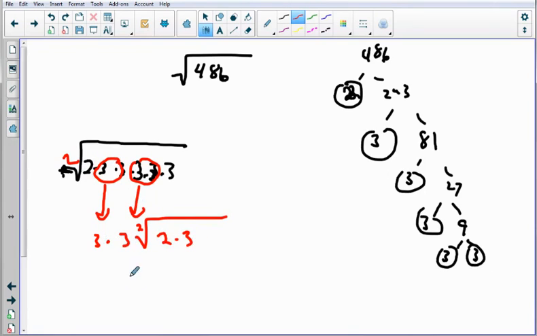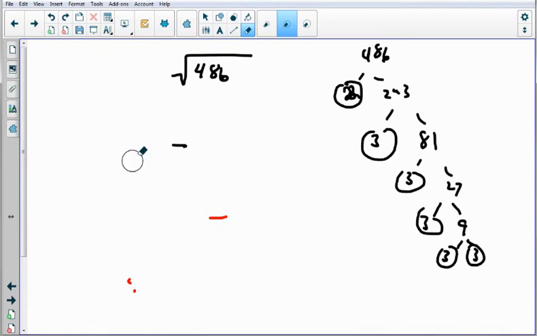So that ends up being 3 times 3 is 9. So that's going to be 9 square roots of 2 times 3 is 6. That's how the square root of 486 would be simplified. Okay, and so now what I'm going to do is erase all that.